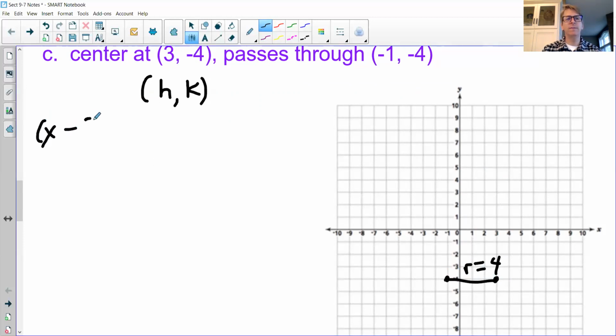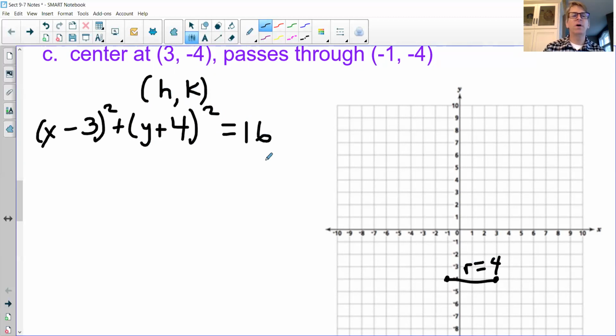Okay, so then your equation is x minus the h, in this case, it's 3. Then you're going to square that. Then you're going to add it to y minus the k, which is -4. So if you're subtracting a negative, you're actually going to add a positive 4. And that's squared. And that's equal to the radius, which we found to be 4 squared, or 16. And that's the standard form of a circle, center at 3, -4, passing through -1, -4.